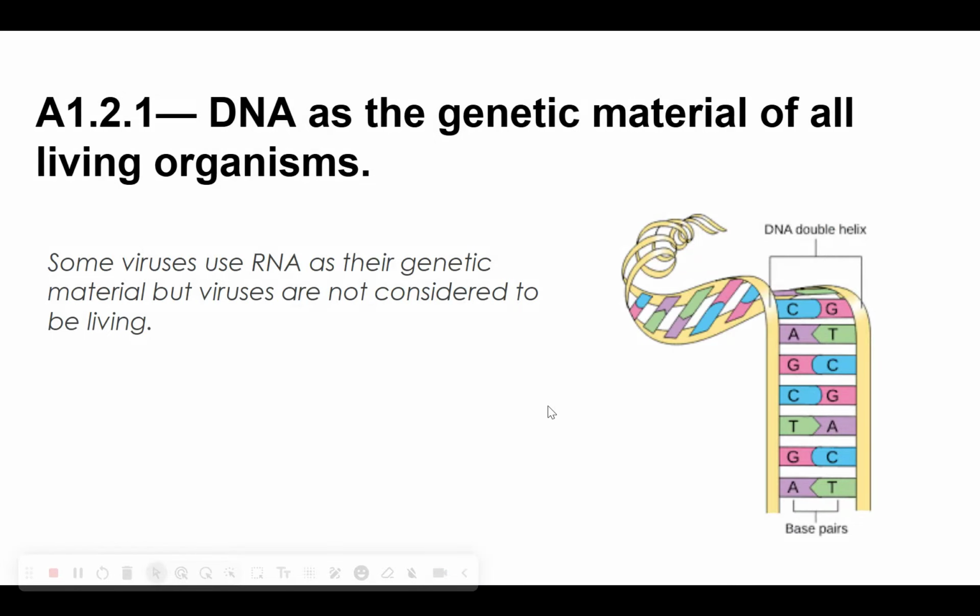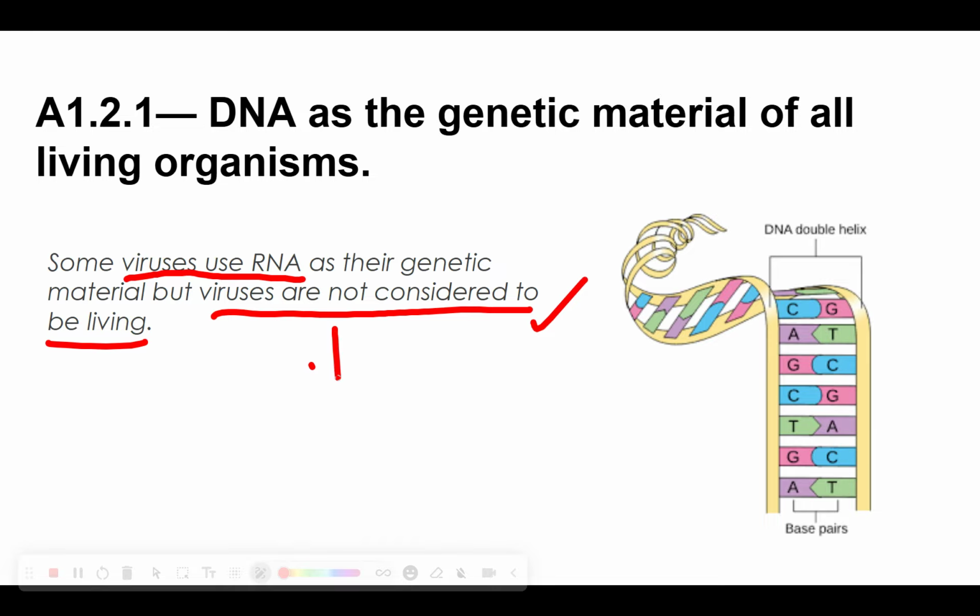First point of information. DNA as the genetic material of all living organisms. Some viruses use RNA as their genetic material, but viruses are not considered to be living. I would just make a little note of this fact. This could come up as a multiple choice question, for example.